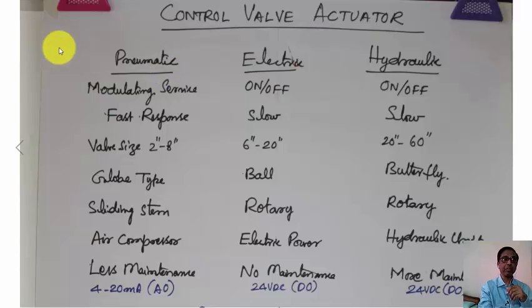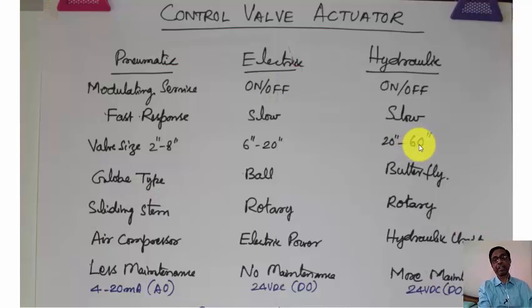Normal valve sizes for the pneumatic actuators are from 2 inch to 8 inch. Electric are normally 6 inch to 20 inch. Hydraulic are very big sizes, 20 inches to 60 inches. That is nearly very big size valves, you can walk through it. These are mainly for condenser cooling systems or cross-country pipelines. You use this type of valves there.